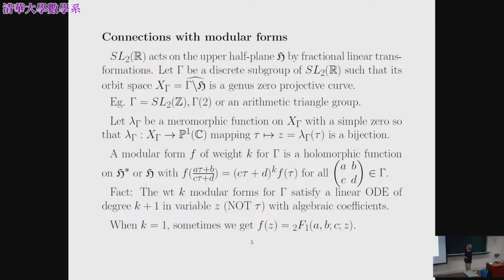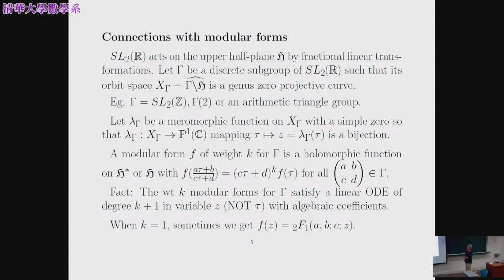Okay. Now let's consider the groups gamma such that this curve has genus 0. For instance, we can take this group to be SL2Z, or say gamma 2, which is a subgroup of SL2Z consisting of matrices congruent to the identity modulo 2, or more generally an arithmetic triangle group. Okay, we'll see some examples later on. So these are all genus 0 groups.